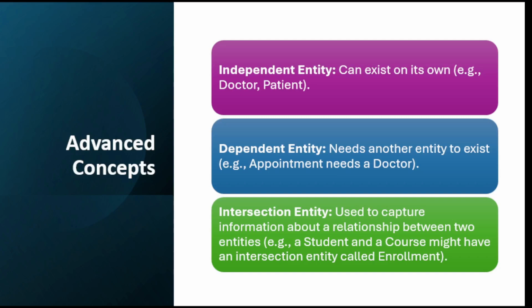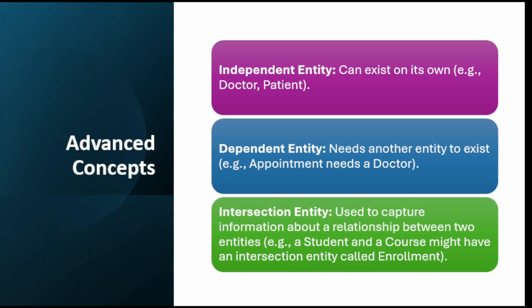The second type of entities in our database, we call a dependent entity. This is an entity that needs another entity to exist, like an appointment which needs a doctor and a patient. We can't create an appointment without having a doctor and a patient. And because of that, we call this type of entities dependent entities. They are not independent.